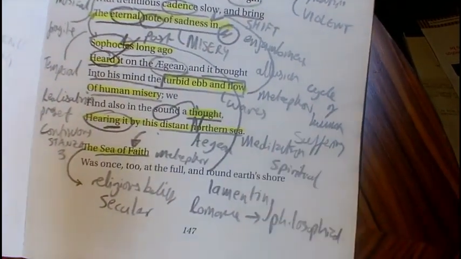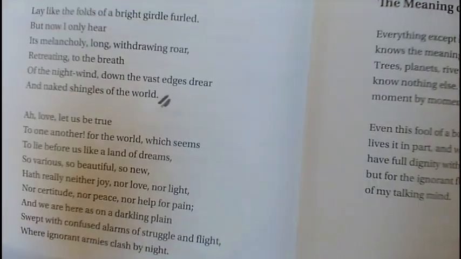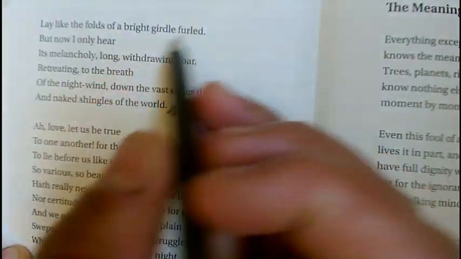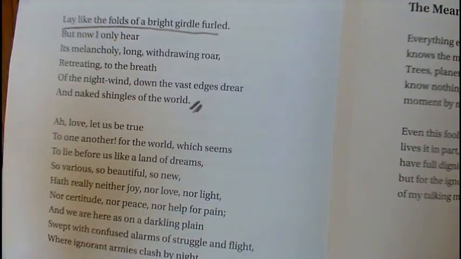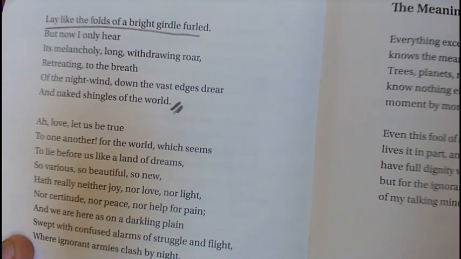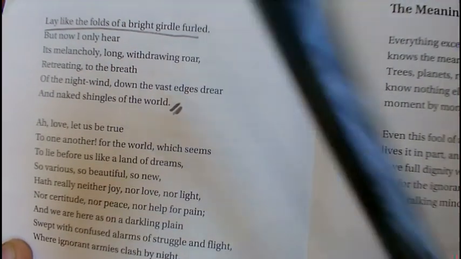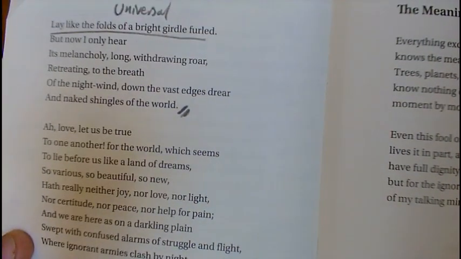So, going back to this image, the sea of faith was once too at the full and round earth's shore. He then compares it to this idea, lay like the folds of a bright girdle furled. And it's a really lovely image of this girdle. A girdle is a bit like a belt that is wrapped around something. And this idea that the sea of faith used to be universal. So he's talking about how religion was universal, how it created maybe a moral universe that everyone followed. And he's sad that that's disappeared.